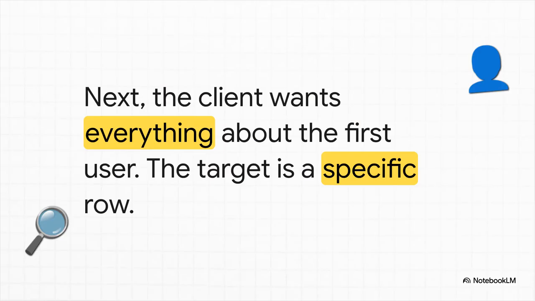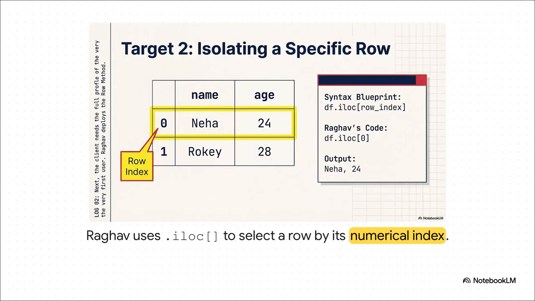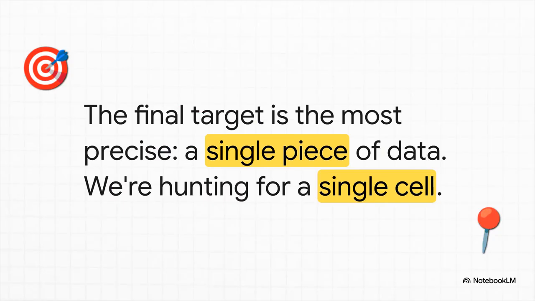Okay, next up, the client wants to see everything about the very first user in the data set. Not just their name, but their entire record. So this time, our target isn't a column. It's a specific row. For this job, Raghav needs a different tool. He pulls out the iloc method, which stands for integer location. Now, remember, Python starts counting at 0, so the very first row is at index 0. By writing df.iloc[0], he's basically telling Pandas, hey, give me everything in that first row. And there it is, the full record for Neha, age and all. Target 2, down.